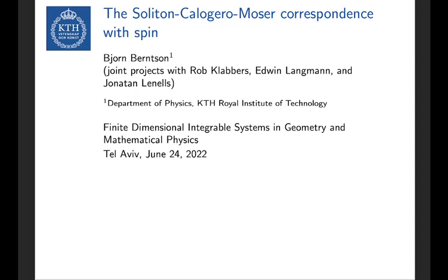I will talk about results from a number of joint projects with Rob Klabbers, Edwin Langmann, and Jonathan Mølmer in some combination. In all cases, what I will describe are new examples in what we call the Soliton Calogero-Moser correspondence with spin. By this I mean precise relations between, on one hand, integrable PDEs or soliton equations, and on the other, Calogero-Moser systems with internal degrees of freedom or spin.